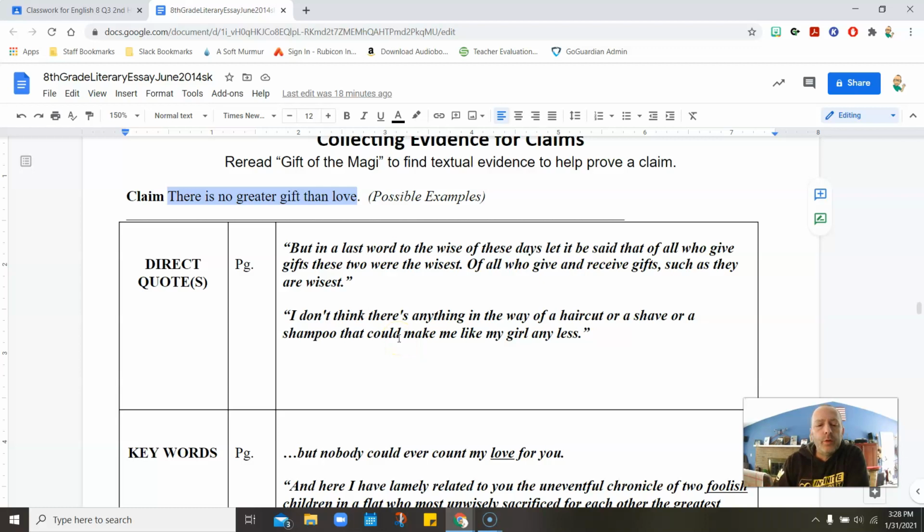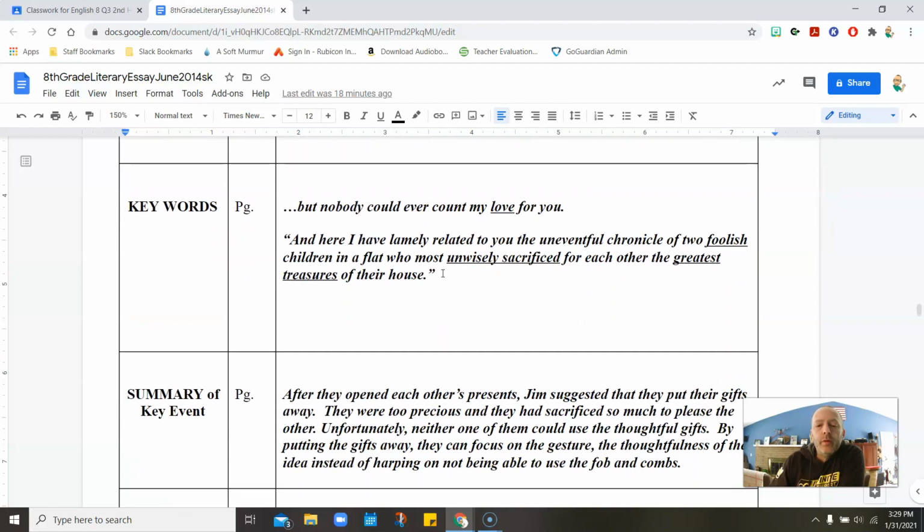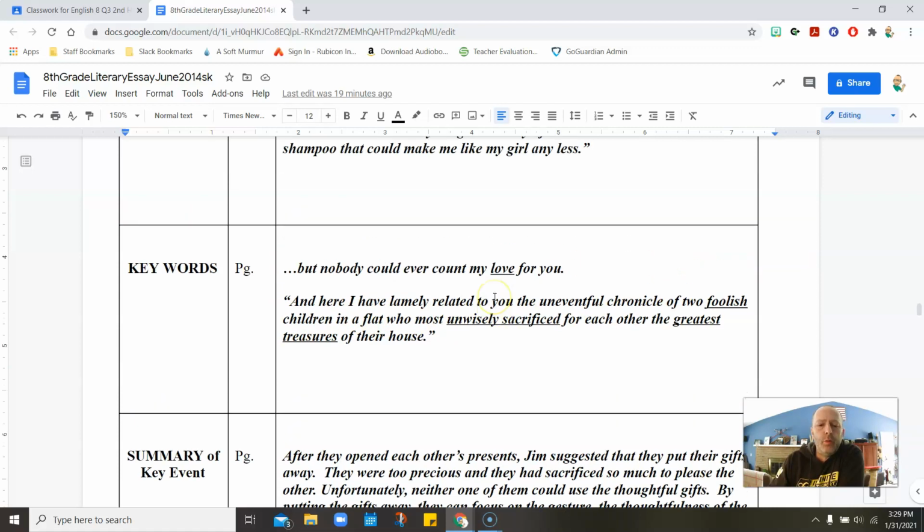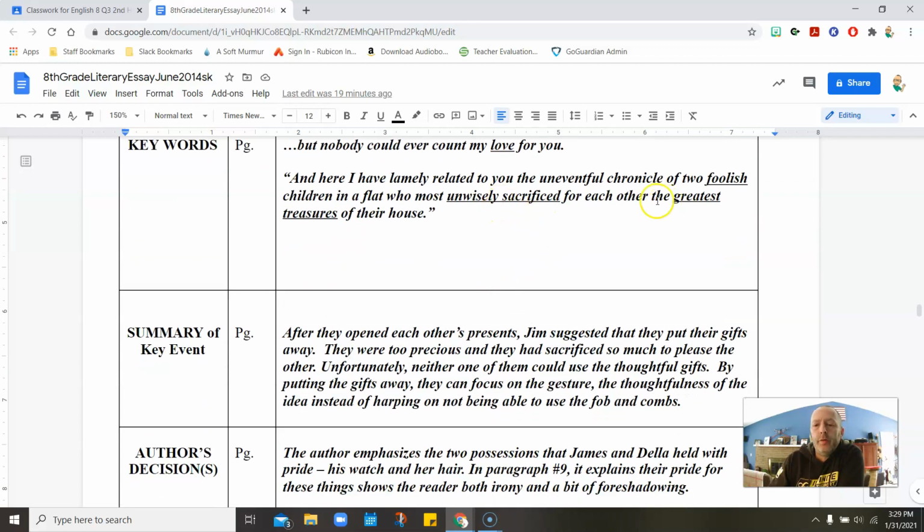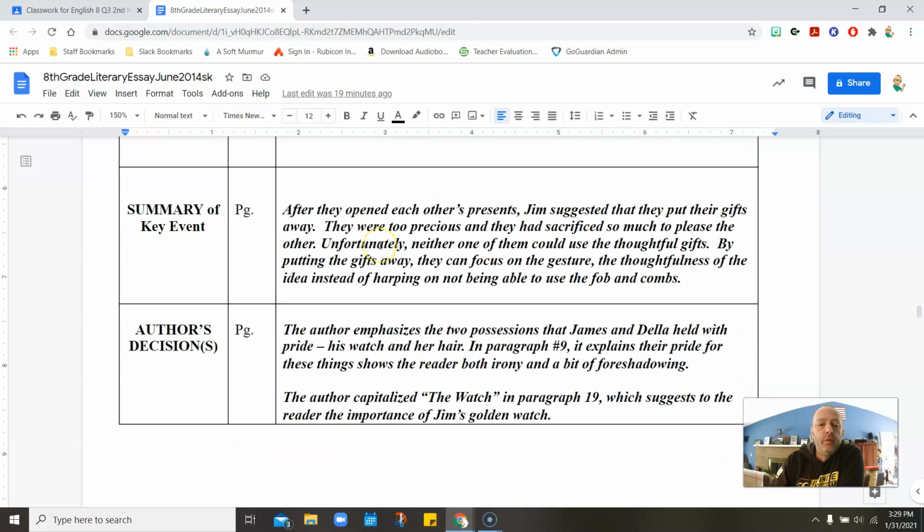Remember, it's a short story, and we're just using this as an example, as a practice before we move on to The Outsiders. Some keywords I found: "But nobody could ever count my love for you." I underlined love there. And here: "I have lamely related to you the uneventful chronicle of two foolish children in a flat who most unwisely sacrifice for each other the greatest treasures of their house." So those are some keywords. Treasures, sacrifice, those sorts of things.